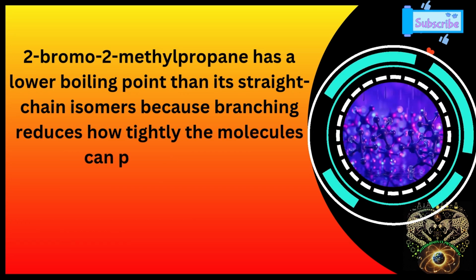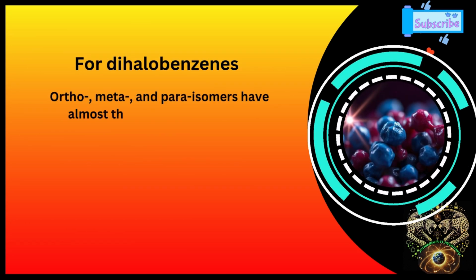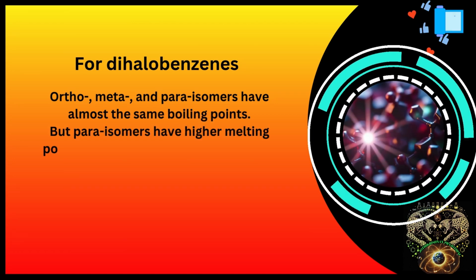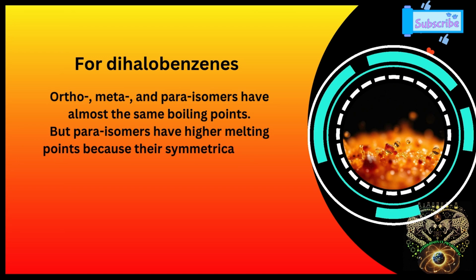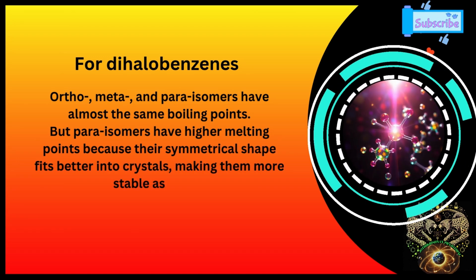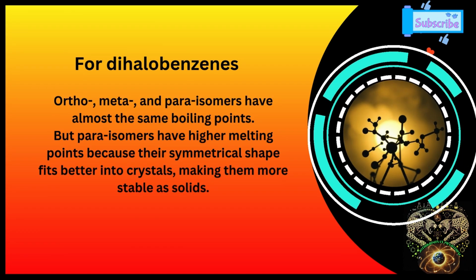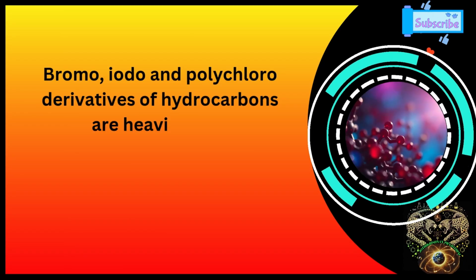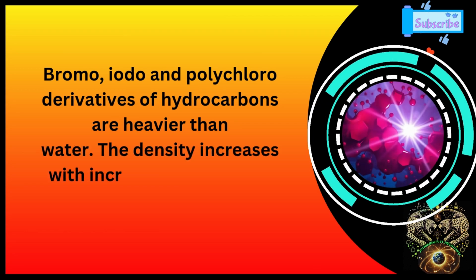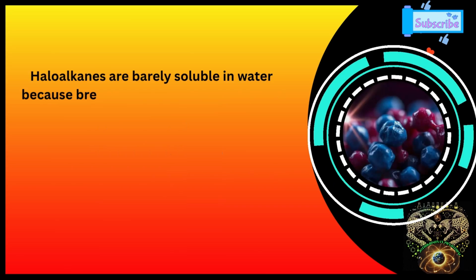together. For dihalogen benzene, that is the benzene ring with two halogens, ortho, meta and para isomers have almost the same boiling points. But para isomers have higher melting points because their symmetrical shape fits better into crystals, making them more stable as a solid. Bromo, iodo and polychloro derivatives of hydrocarbons are heavier than water. The density increases with increase in number of carbon atoms.